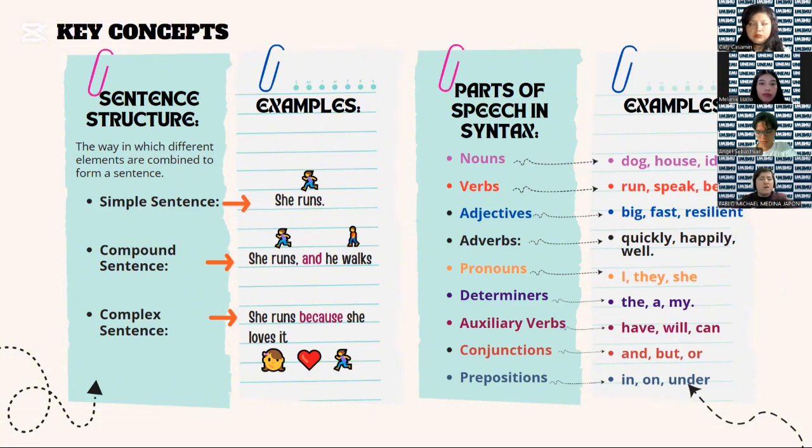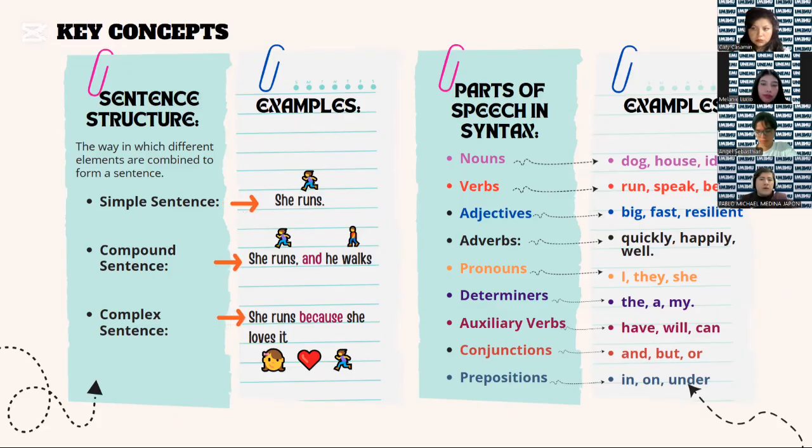For example, "she runs." Second, a compound sentence. This connects two independent clauses using a conjunction, like "she runs and he walks." In this case, the conjunction is "and." And the third one is a complex sentence. It has an independent clause and a dependent clause, separate but joining at the same time. For example, "she runs because she loves it."